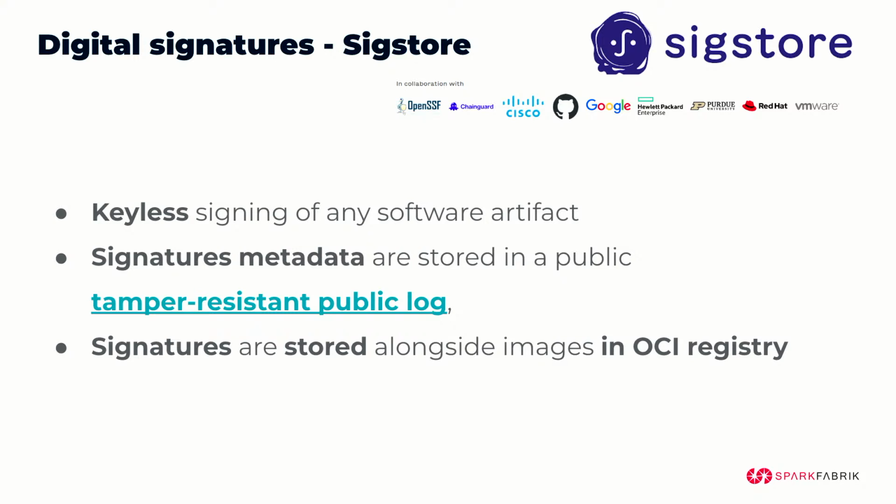The other important features are that signature metadata are stored in a tamper-resistant public log, which is publicly accessible, even by API, allowing everyone to verify who signed what and when. So if you think that you are compromised, you can always look at this registry and see what is signed by whom. And finally, the signatures are stored alongside images in the OCI registry. This was the important feature I mentioned at the beginning. So you don't have to worry about finding a new dedicated storage for your signatures.